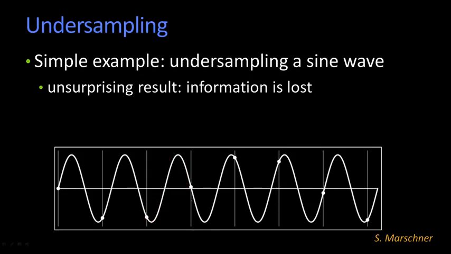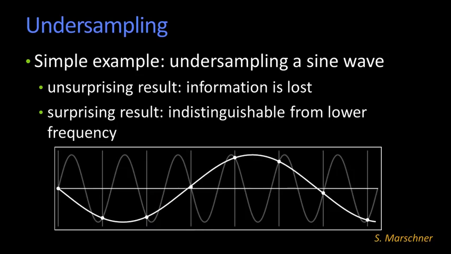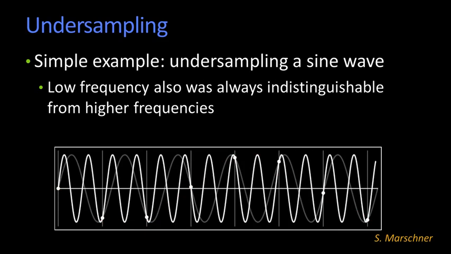Perhaps the surprising result, though, is that actually this is indistinguishable from a lower frequency. So here what's drawn in is the same set of dots that we had before, but there's a low frequency sinusoid that fits through there. Continuing with that, the surprising result is that the low frequency was always indistinguishable from those high frequencies if you only gave me a small number of dots. That is, I can't tell whether it's a high frequency or a low frequency.